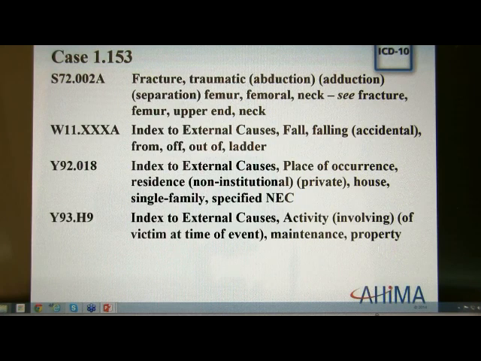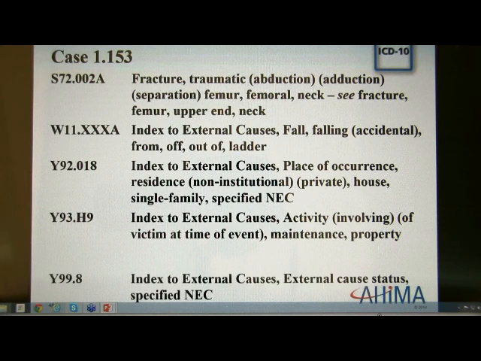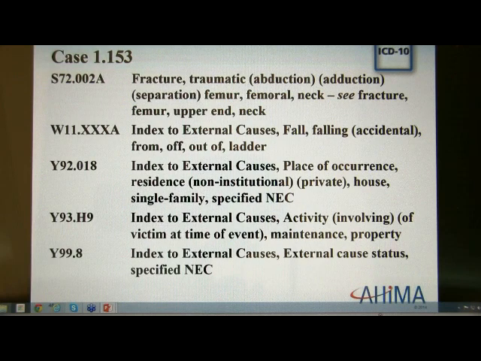The last code that we're going to report is what was the patient's status when this injury happened. And this category is new for ICD-10, this idea of using this. We basically have 5 codes within this section. We report what the patient's intent was during the injury, which was that they were trying to do property maintenance, Y93.H9. And then the fifth and last code is Y99.8. And this category Y99 is what's new for ICD-10.